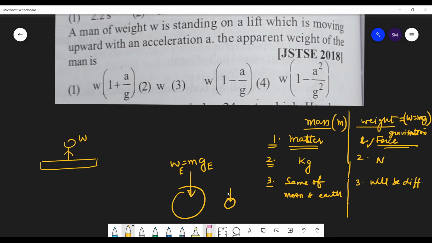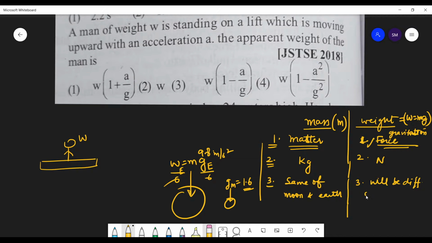Mass remains the same, but acceleration due to gravity will be lesser on the moon, almost 1/6. So if on the Earth it is 9.8, on the moon you can divide this value of g. Acceleration due to gravity on the moon will be around 1.6 meter per second square. So as g will change, weight will also change. If you divide g by 6, then weight will also be divided by 6. So weight will be reduced by 1/6.